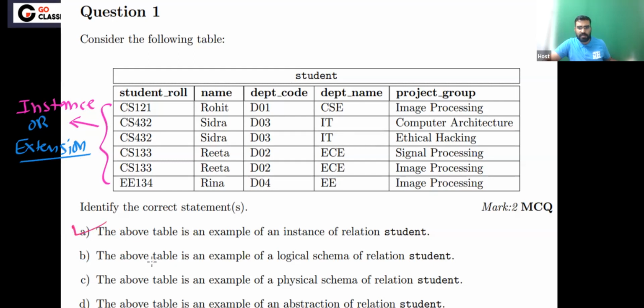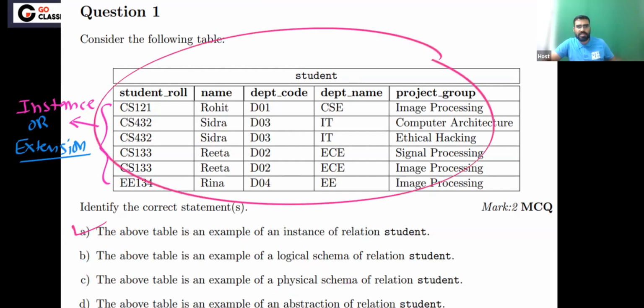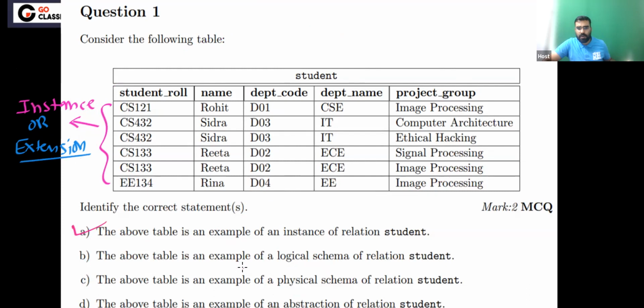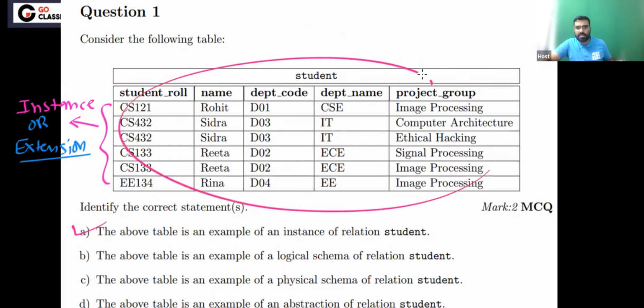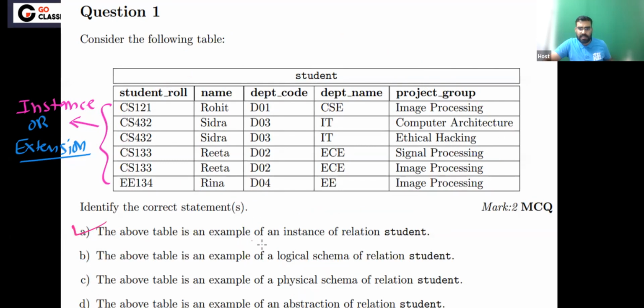Now you can clearly see option C is not the correct answer, because physical schema tells you how the data is stored: which data structures will be used, B tree, B plus tree, which indexes will be created, and in which order the tuples will be stored. So physical schema tells how this instance will be stored in the database. Option C is not correct. The option saying the table is an example of an abstraction of relation student is also not correct.